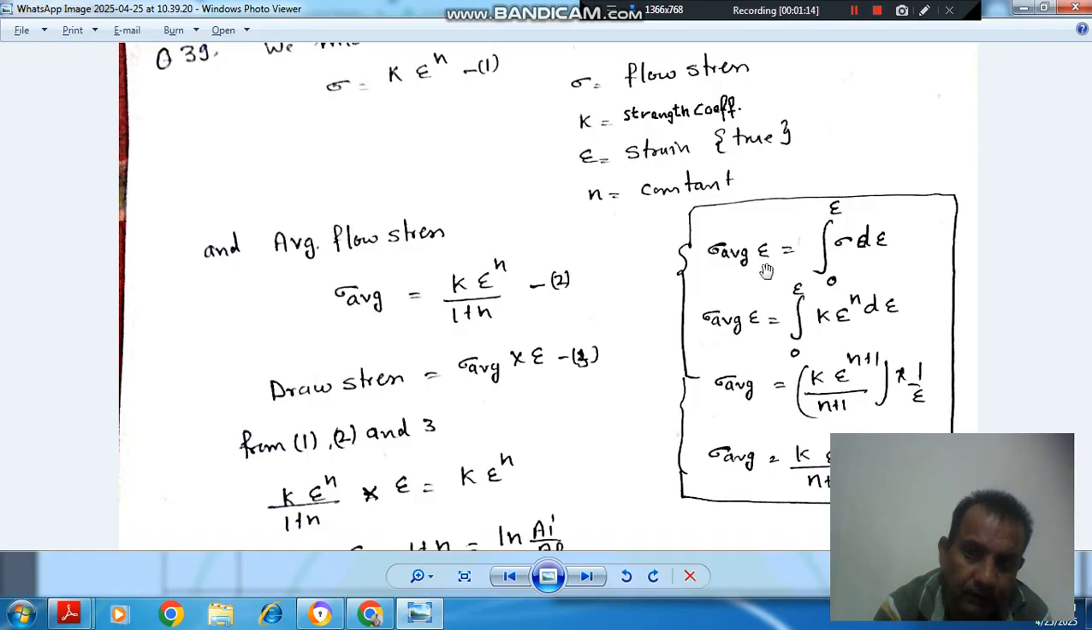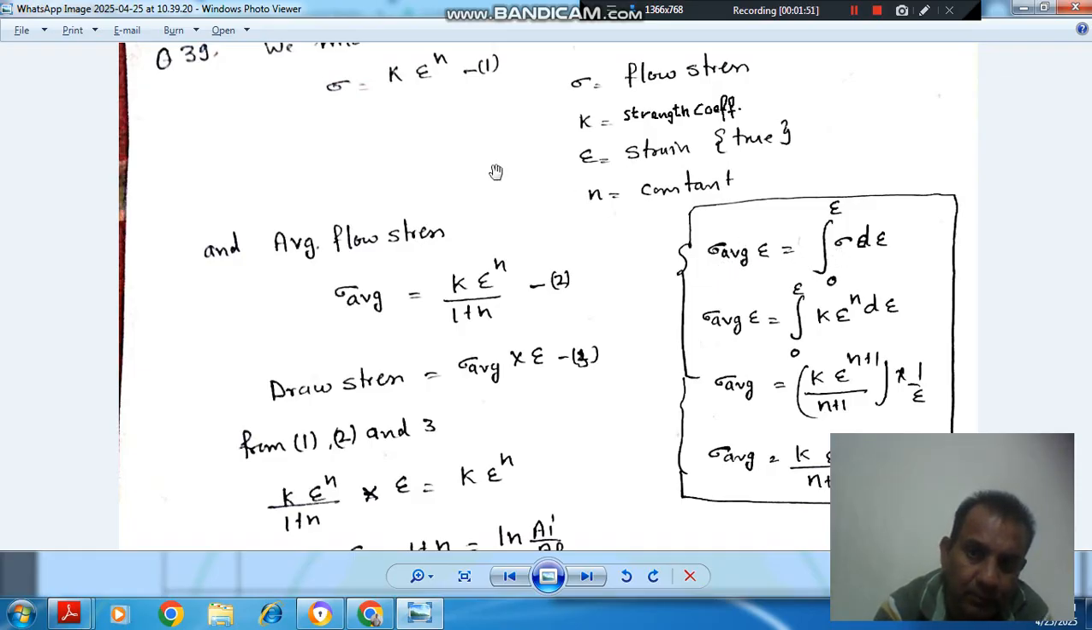That is the strain energy stored per unit volume. But if variable stress acts on the element, then the strain energy stored in the element is the integral of sigma d epsilon, with limits 0 to epsilon. So this is the strain energy stored per unit volume when variable stress sigma is acting. And this is the strain energy stored per unit volume when a constant stress, sigma average, is acting on it.